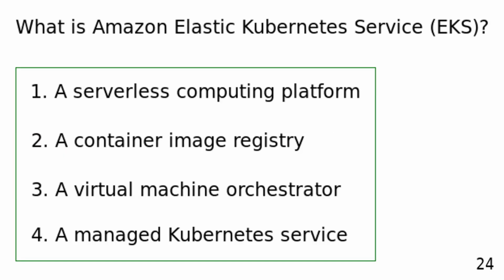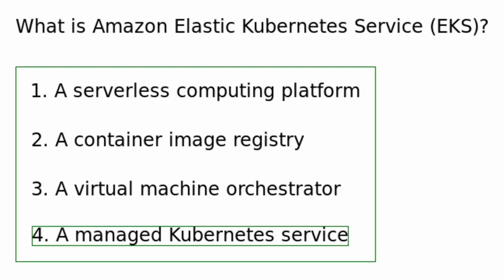What is Amazon Elastic Kubernetes Service? A serverless computing platform, a container image registry, a virtual machine orchestrator, a managed Kubernetes service. EKS is AWS's fully managed Kubernetes service that makes it easy to deploy, manage, and scale containerized applications using Kubernetes.